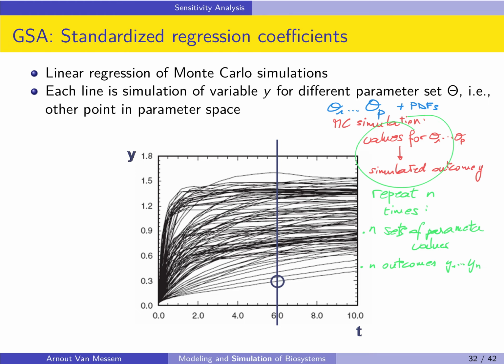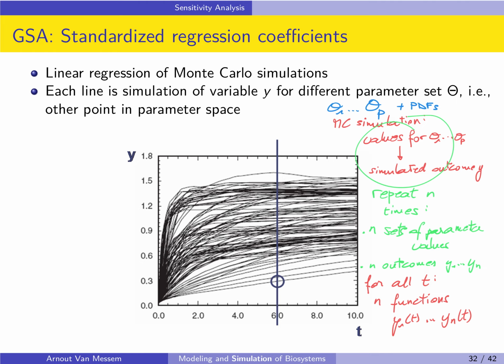If we then do this not for just one time point, but for all the time points, we don't get n outcomes y1 to yn, but we get n functions y1 of t up to yn of t. And these n functions have been plotted in the graph you see on the slide. Each of the lines represents one of the Monte Carlo simulations for my outcome y.